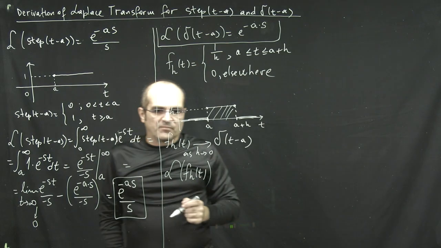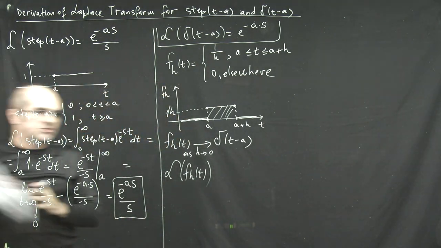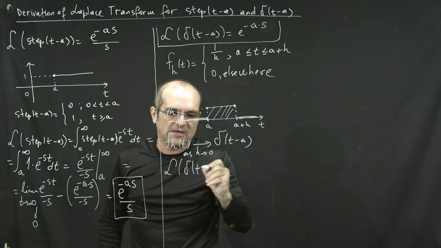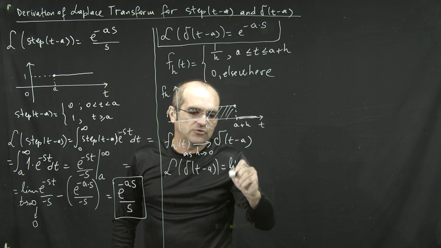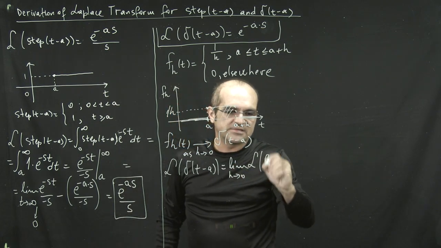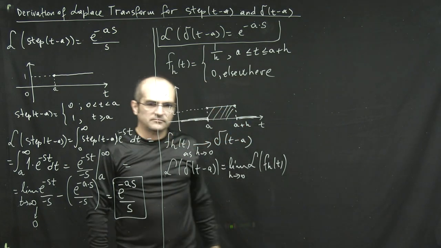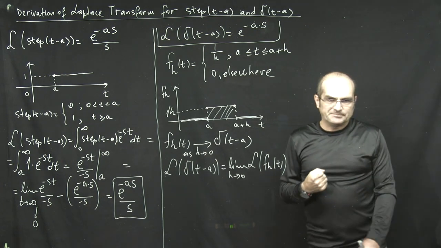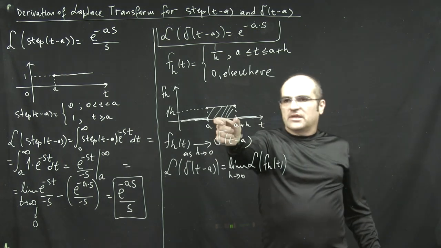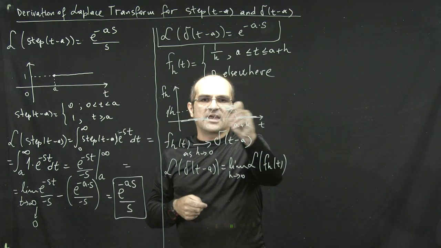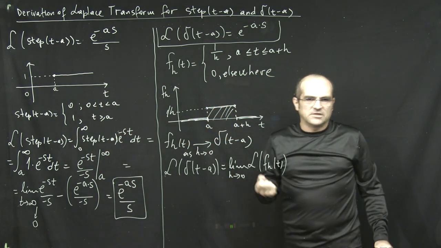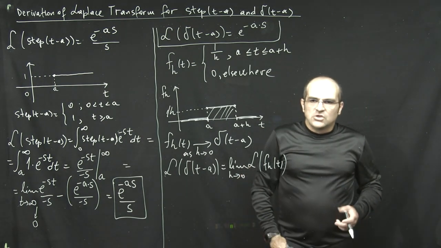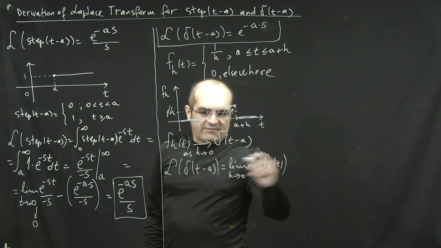So I should write here that, essentially, the Laplace of delta t minus a is understood as the limit as h goes to 0 of the Laplace of these limiting functions fh of t. So now I have to compute the Laplace of fh of t and then take the limit. Now fh of t for a given h is just a piecewise defined function like any other, similar to what we had in the previous case. The only difference is that at the end you take that limit as h goes to 0. So let's just do the Laplace of fh of t.